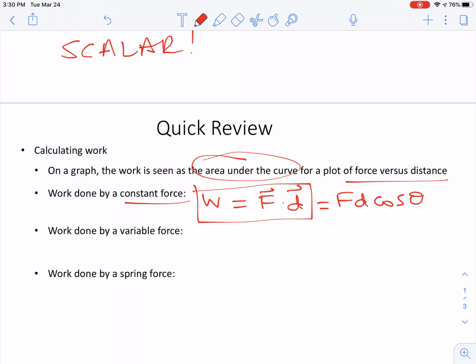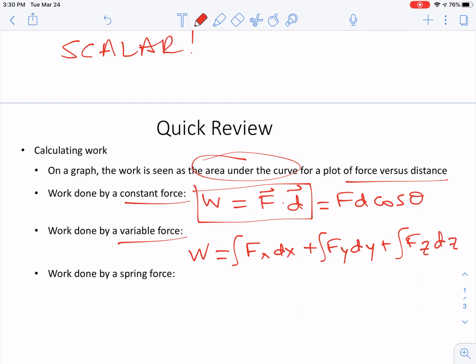Again, hopefully you checked the notes and you already saw the equation for this. But the first thing we need to understand is that we need to do the integral, right? If it is variable, you're not using this equation. Instead, you're thinking about the integral and the components. Fx dx is one of the integrals, plus it could also have a y component, so Fy dy, and maybe a z component as well. Okay, so you have all of these.